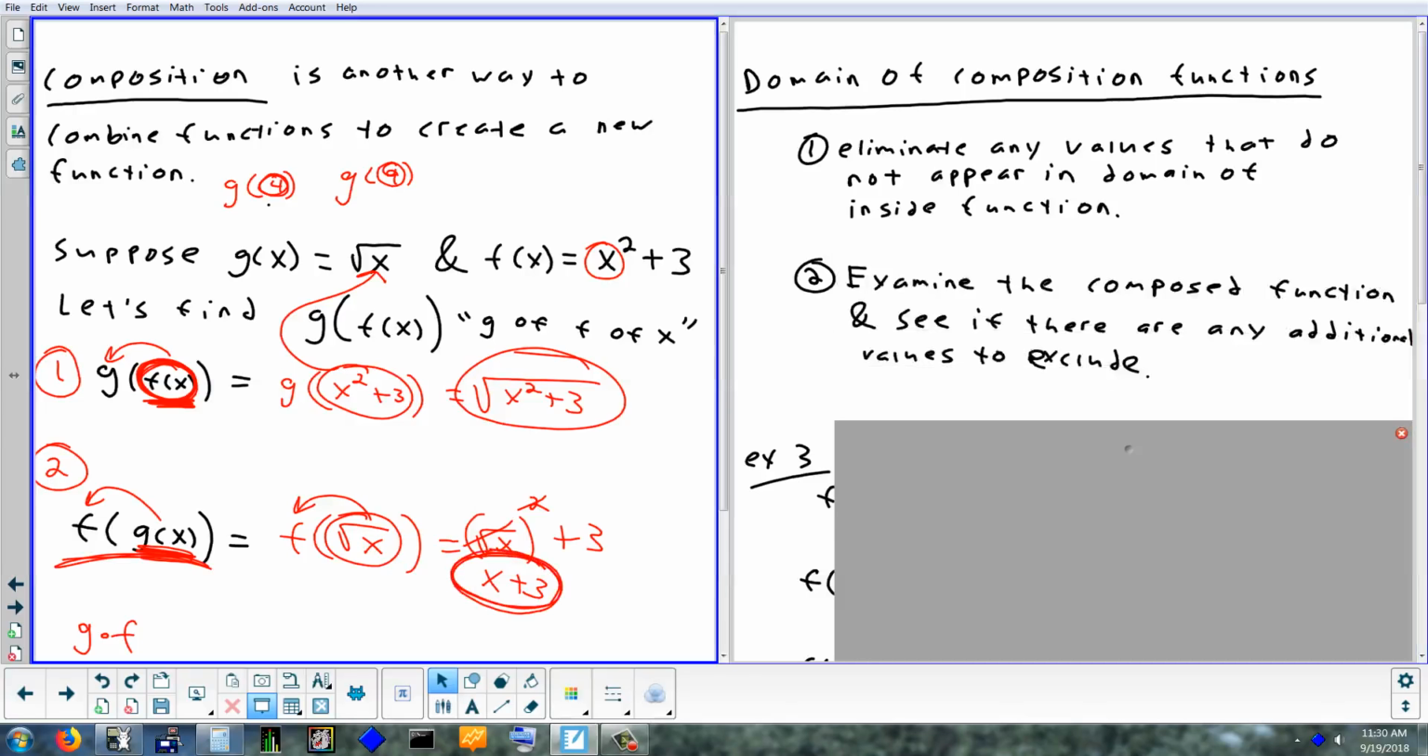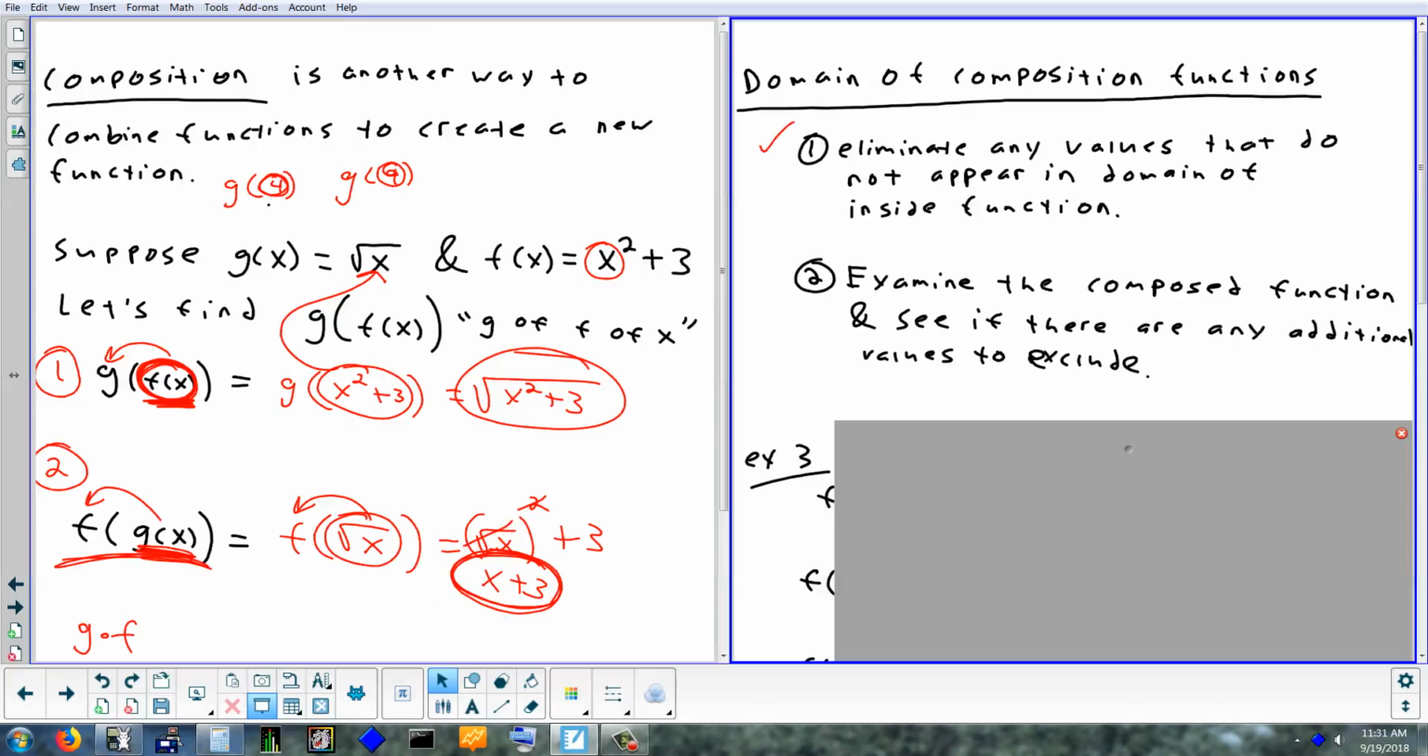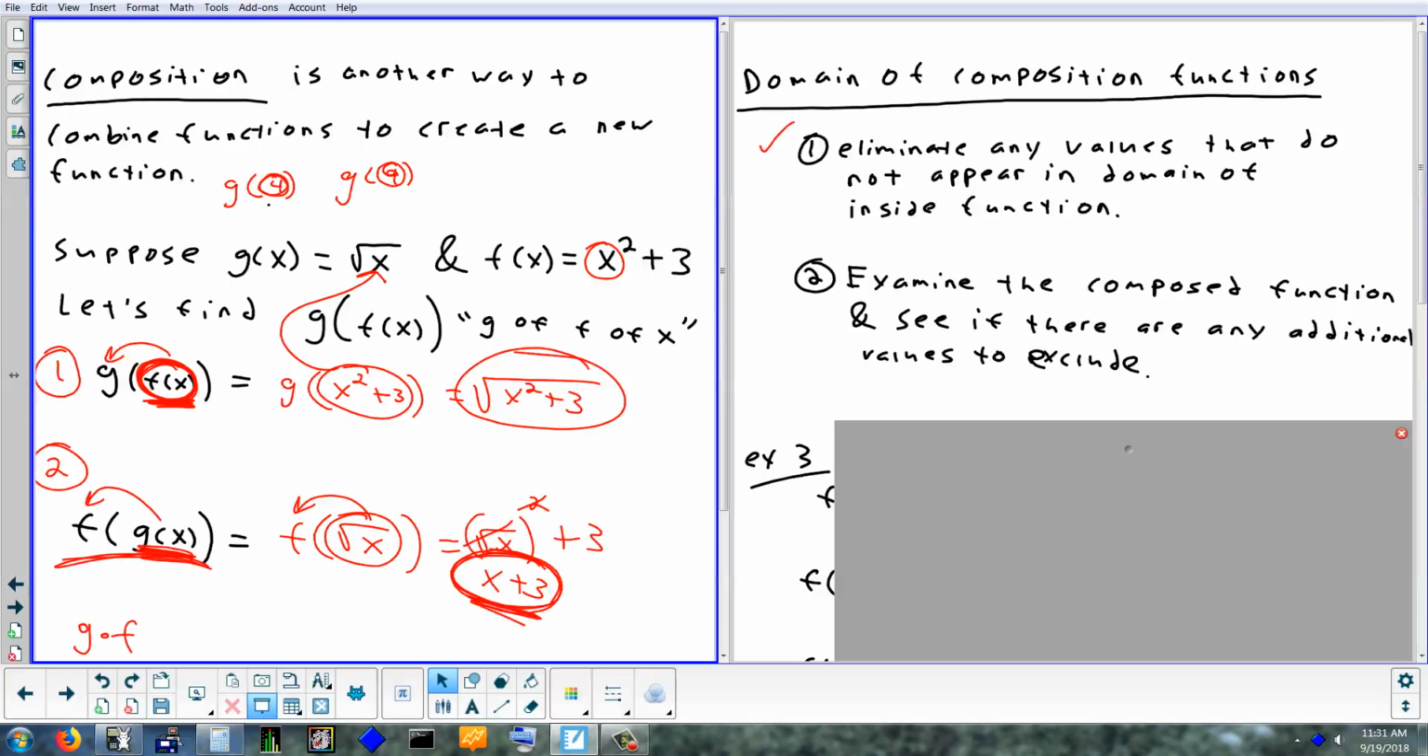And in this case, I would say no. Adding 3 to a number doesn't affect anything. You can always add 3 to a number. So in this problem, the second one we did, if there is any restriction on the domain, it would come when we do step 1. You're not going to get anything in step 2 in this particular problem. Okay, so check the inside function and then check the final answer.